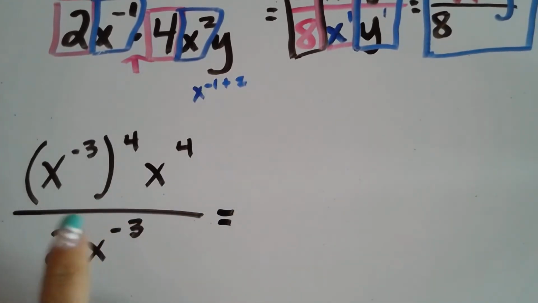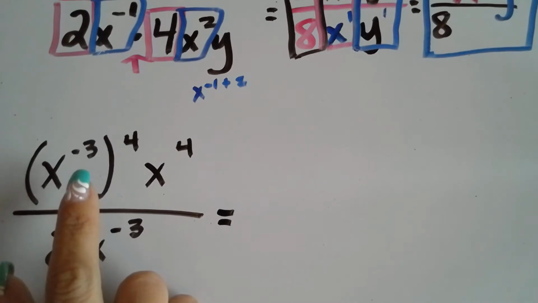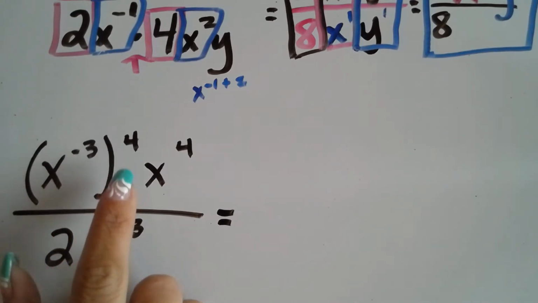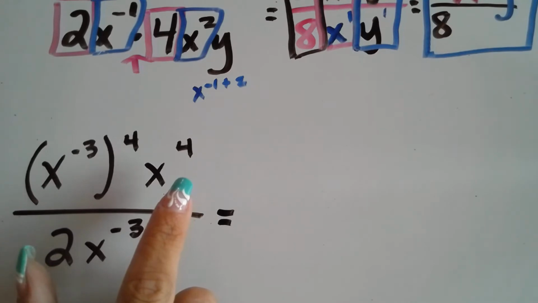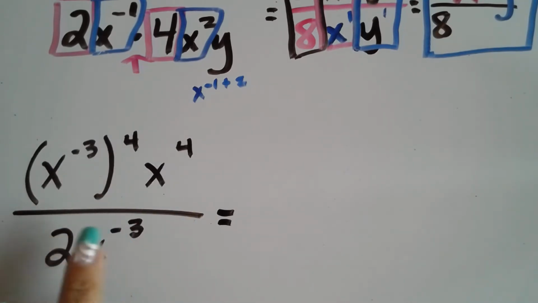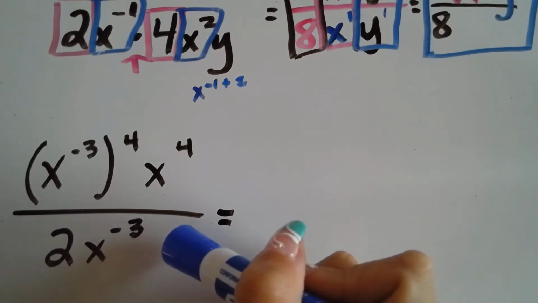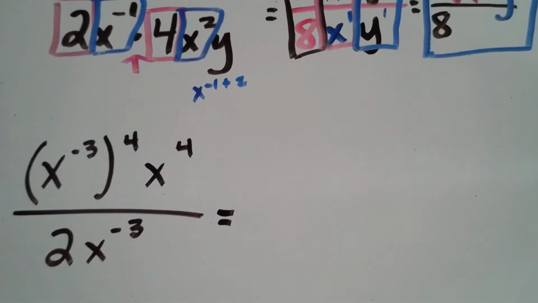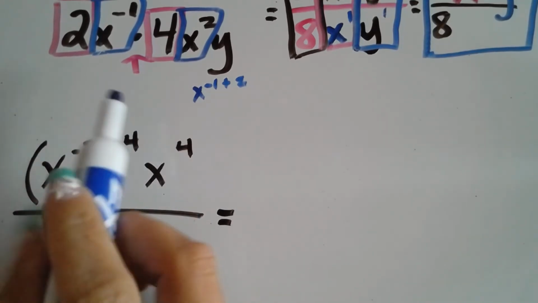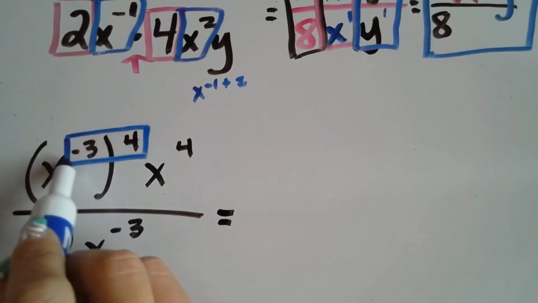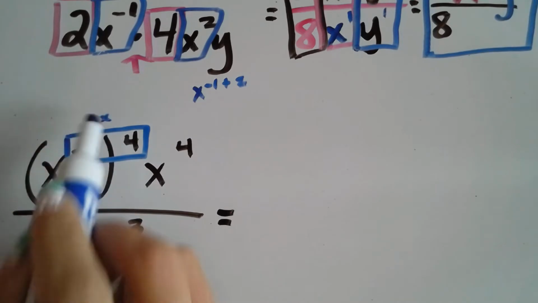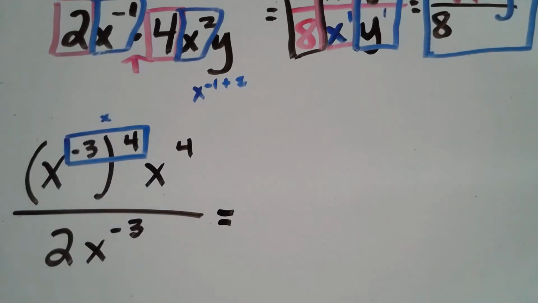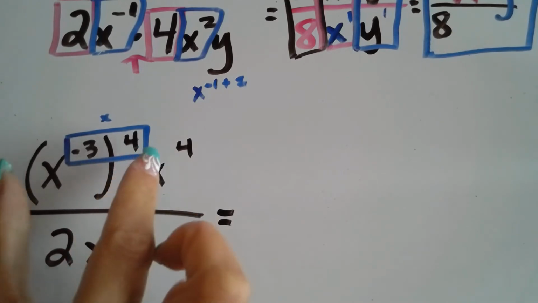So we have x to the negative third, to the fourth power, times x to the fourth, divided by 2x to the negative third. When looking at this one, I know that I have a lot more going on up here. I see that we have power to power right here. And when we do power to power, we know we are multiplying those two. So let's do this piece first.